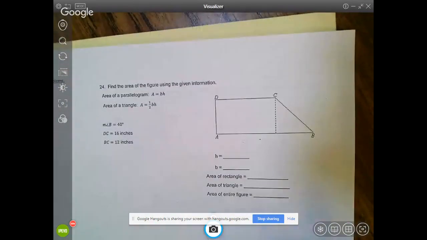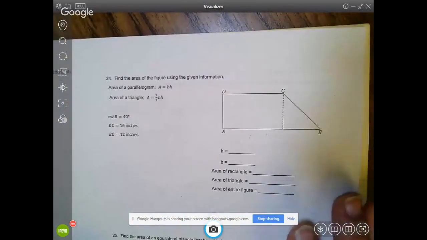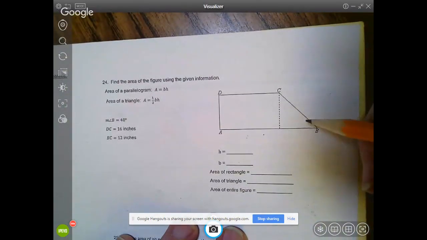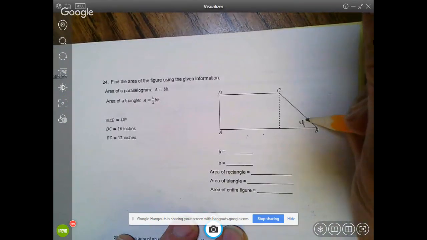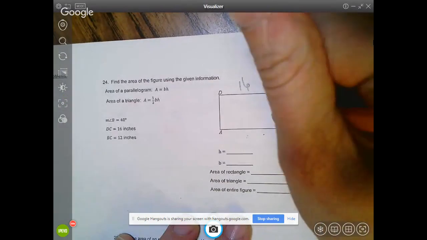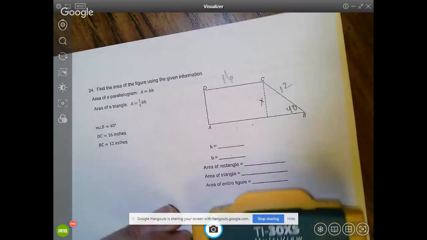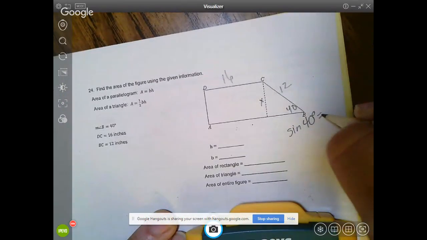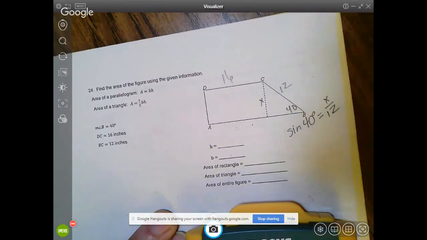Moving on. I'm going fast. We get this last one in. Here we have this. We know that B is 40 degrees, DC is 16, BC is 12. So if we find this first, we'll use sine. Sine of 40 degrees equals opposite x over hypotenuse, 12 sine 40.